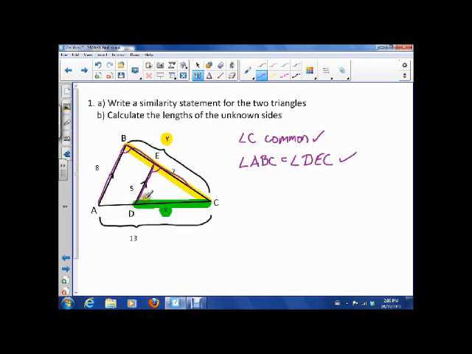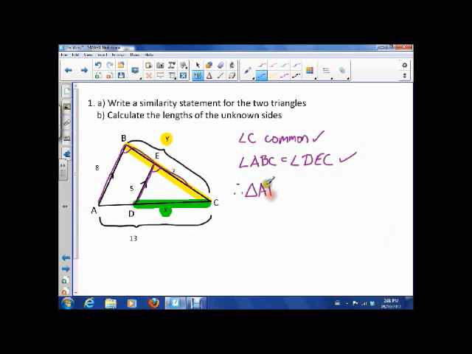I know that this third angle is the same because of parallel lines, but I also know that two angles is enough because it's just 180 degrees inside a triangle. As soon as I know two angles, the third one's done. So now we can make our similarity statement, right? Let's call the first one ABC just to be alphabetical.